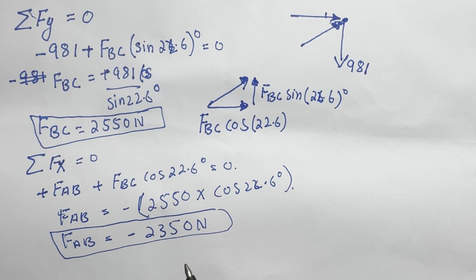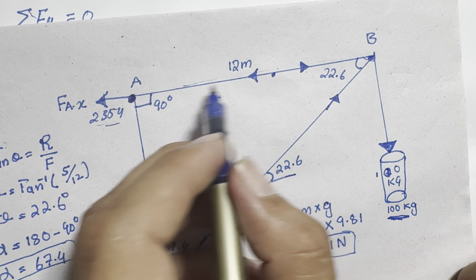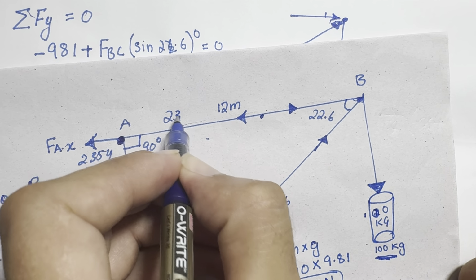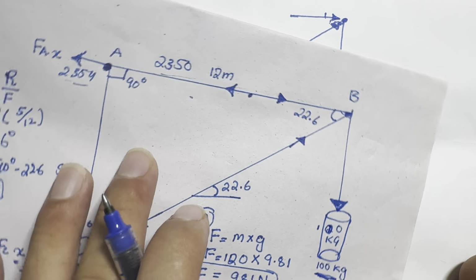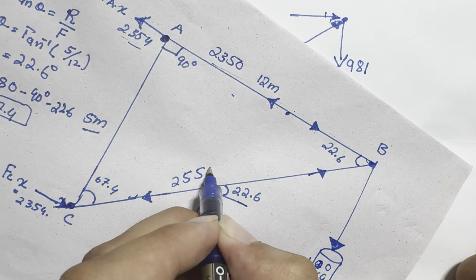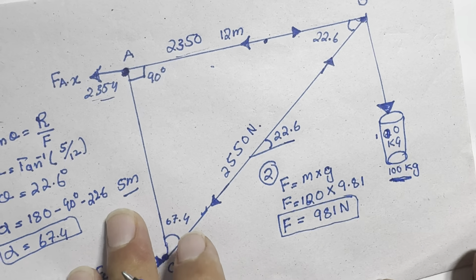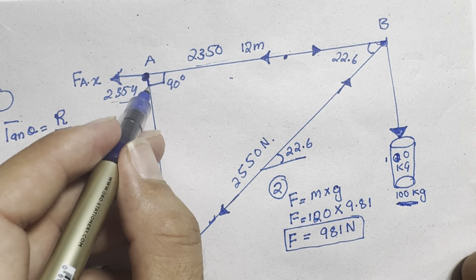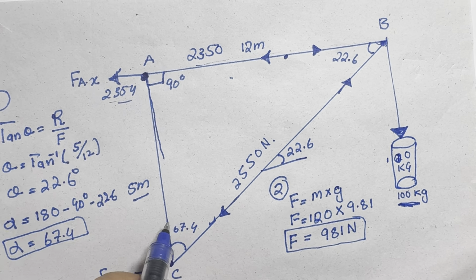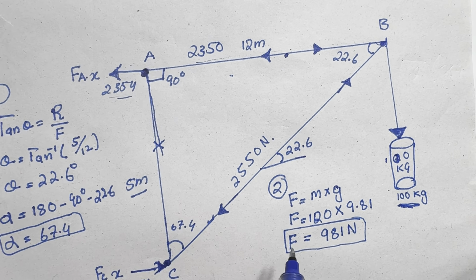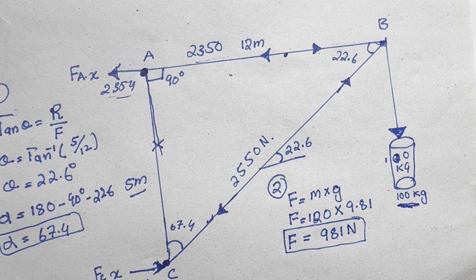The force in member AB is 2350 Newton and the force in this member is 2550 Newton. We have found all these forces in the members. There will be no force exerted in this member because it is between the two supports, so you don't have to find this force. Okay, thank you very much.